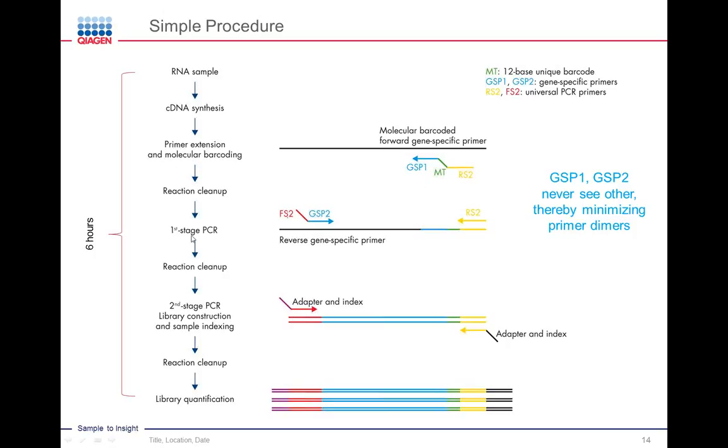So after the first stage PCR, now we have a fragment that contains the gene-specific sequences, followed by the molecular barcodes or molecular tags, and then followed by universal sequences that are used for library construction and indexing. So we clean up the gene-specific primers, and this is followed by the second stage PCR, where the library is constructed and samples are indexed. This is accomplished by another set of primers that are complementary to the universal sequences that we introduced in the previous steps. And then in purple and black, you see those sample indexes that will allow you to multiplex many samples simultaneously. After you go through a reaction cleanup, now you have library fragments that are ready to be quantified and sequenced.